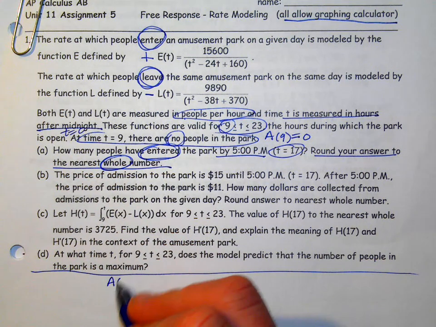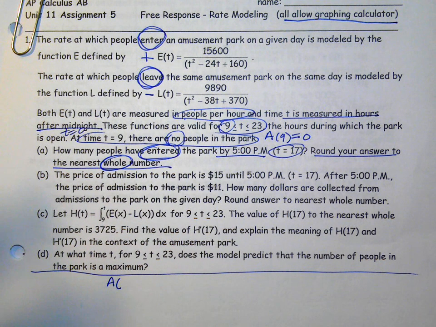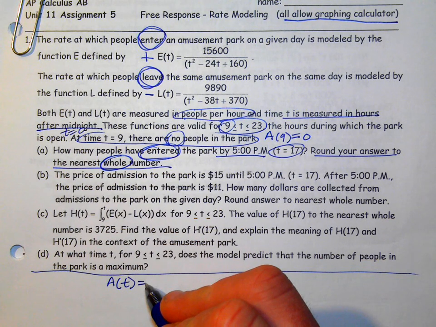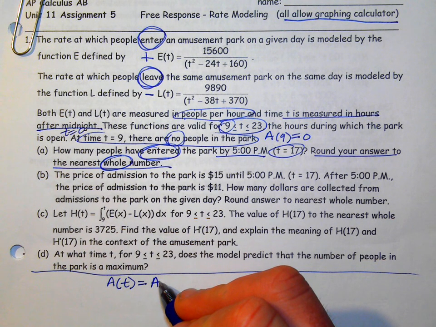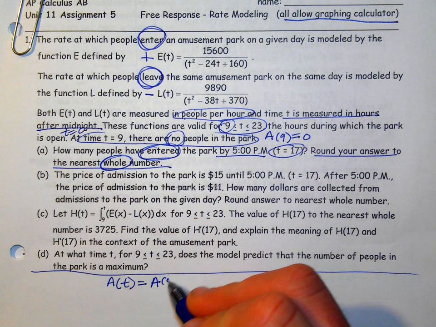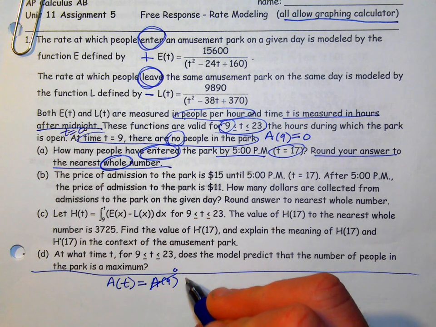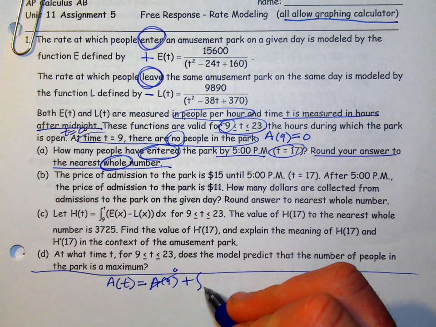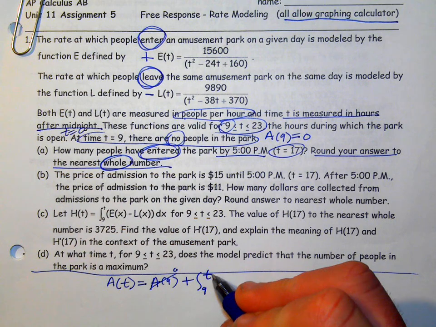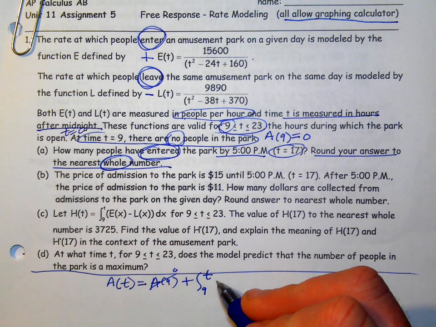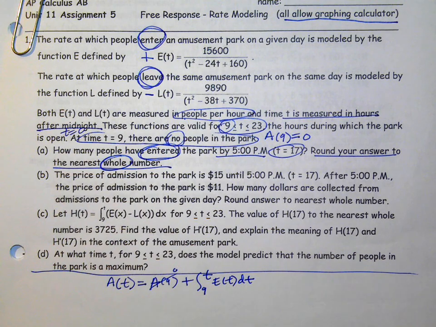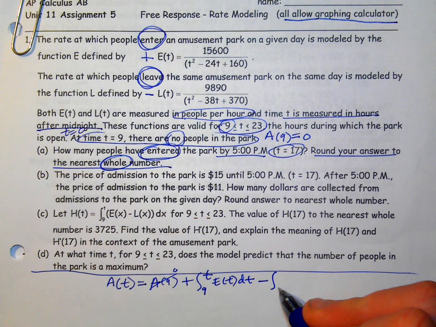So the amount of people, I like to use capital A for amount unless they tell me something else. The amount of people is going to be equal to the amount of people at some earlier known time, which is at time 9. There are 0 people, plus the accumulation of all the people that have entered. But it starts at 9 to some time, and it's the entering rate. We could just write E(t) dt right here. Minus the people who've left from 9.